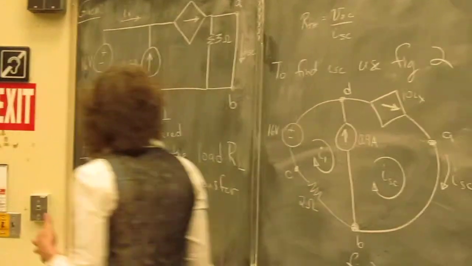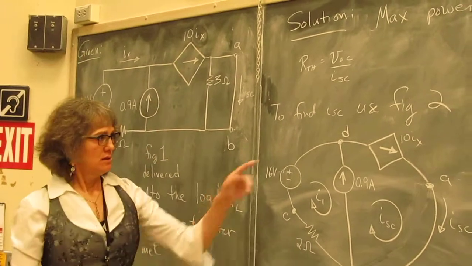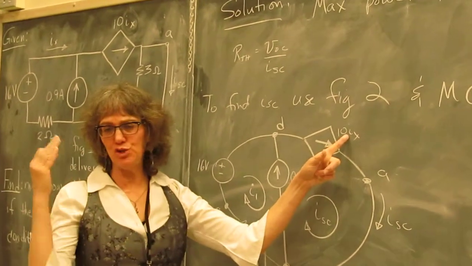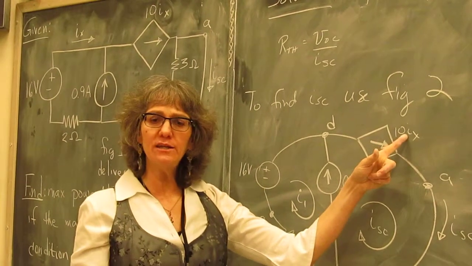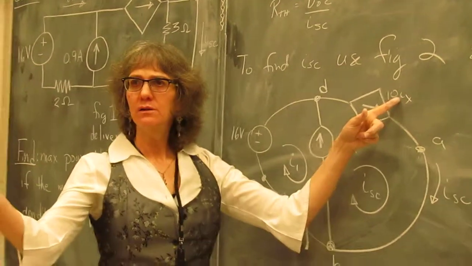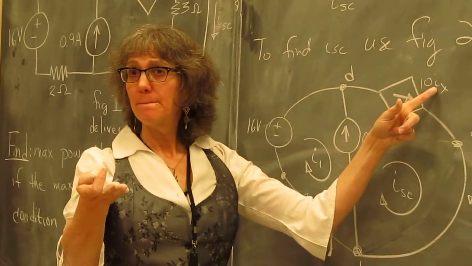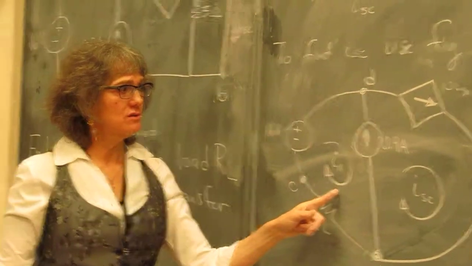Dependent source. Well, it's the same idea. We have a dependent source, 10Ix, and it's dependent on a current. So what you want to do in this step is you look at the controlling quantity and you write it in terms of, in this case, fill in the blank. What do I write it in terms of? The mesh currents. The mesh currents.